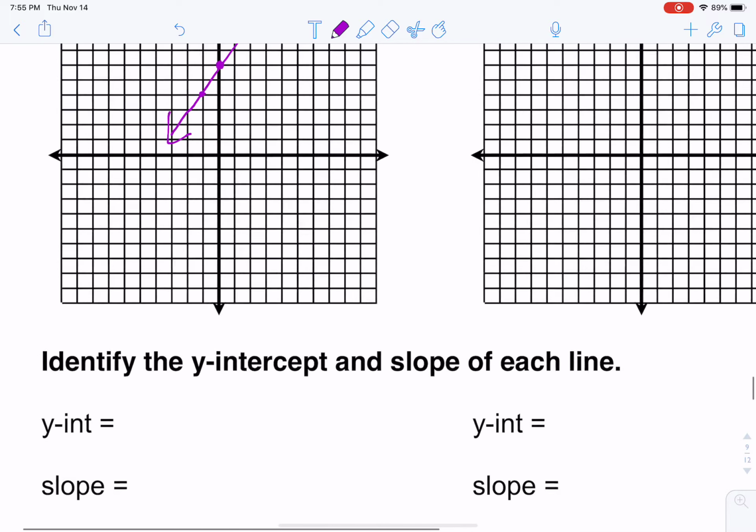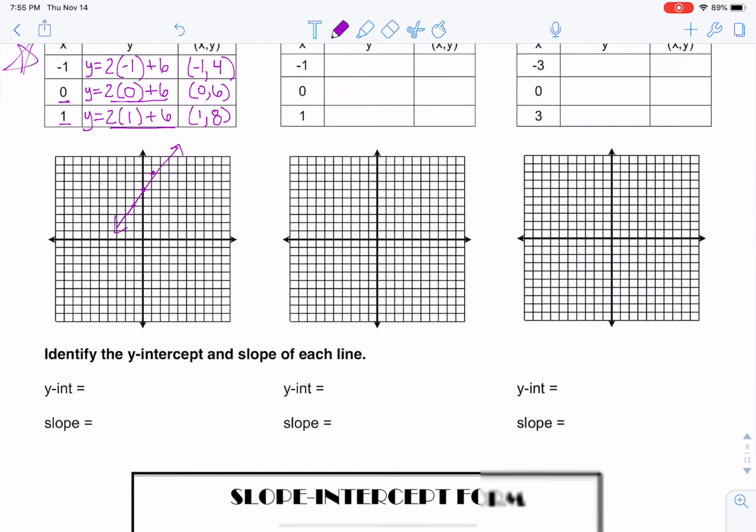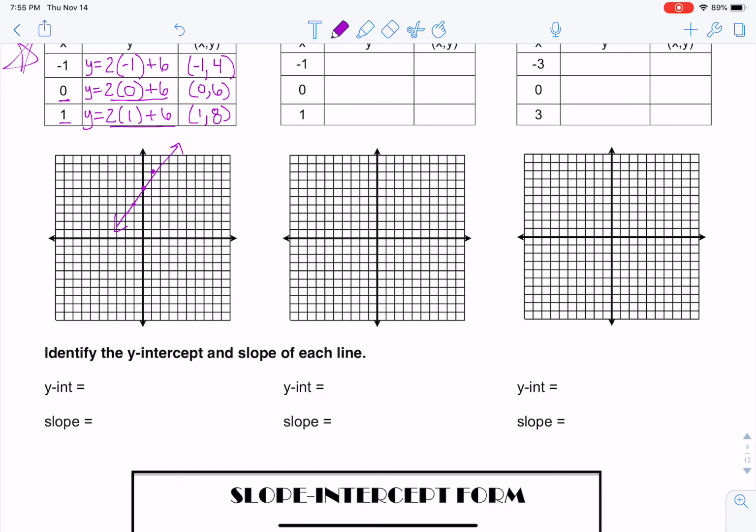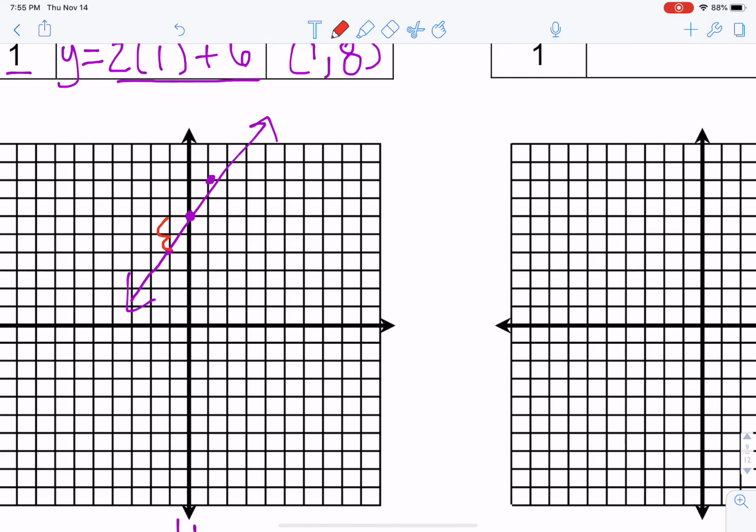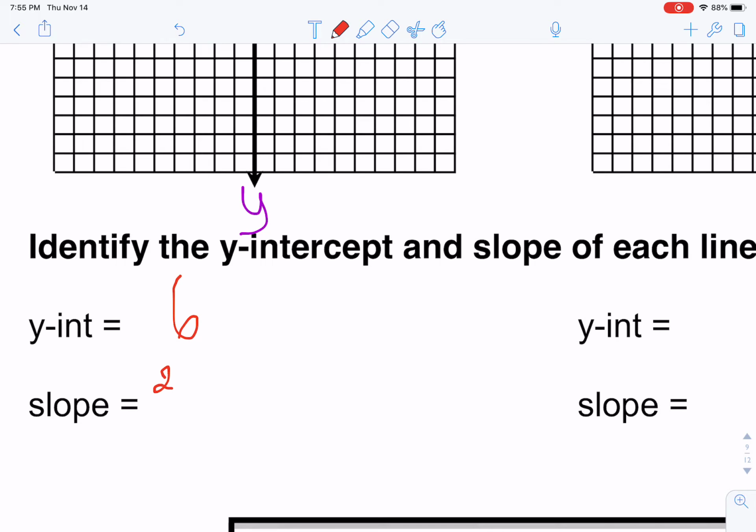If you scroll down a little bit more, let's talk about what the y-intercept of this line is. You guys have been doing that. So where does this line right here cross the y-axis? You should see that it's at this point right here. This is where that line crosses the y-axis, so my y-intercept is 6. Now let's talk about slope. Our slope is my rise over run. If I count how many up, 1, 2, and how many over, 1, that means the slope of my line is 2 over 1, which is also just 2.